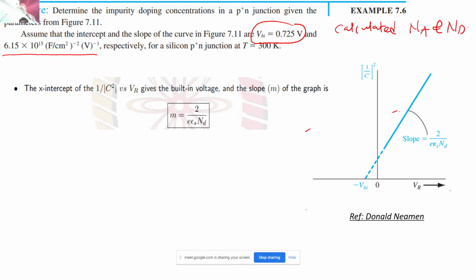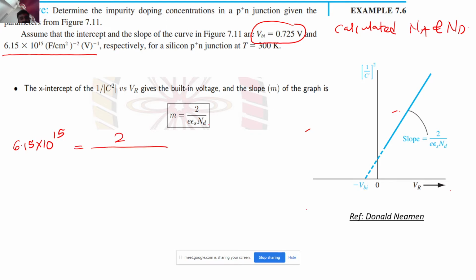Correct. So this again I have taken this formula from the lecture slides. They have given us the slope. So let's use this formula. What is the slope? 6.15 into 10 to the power 15. And what we have to find? We have to find NA and ND.